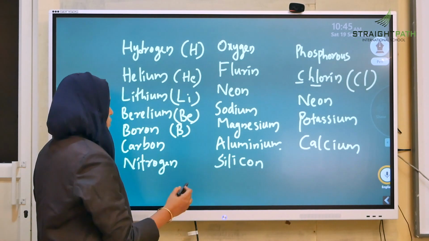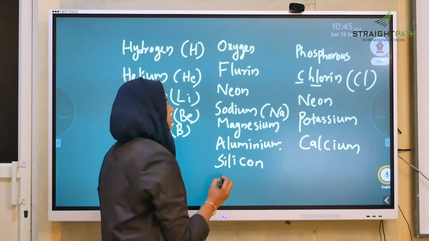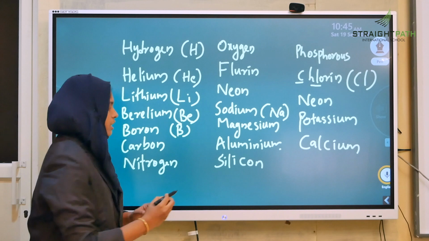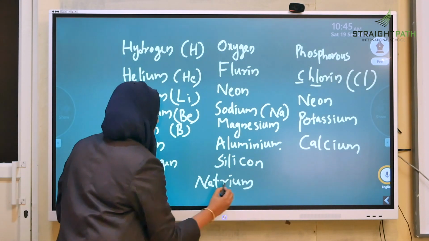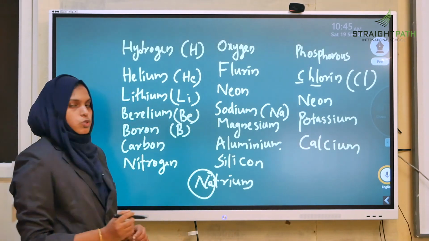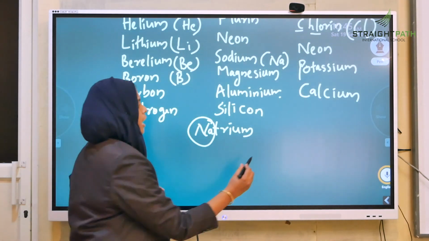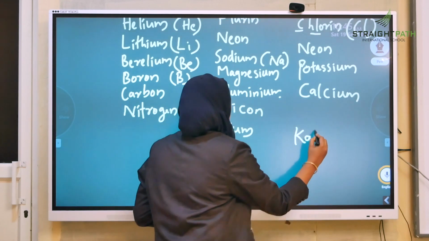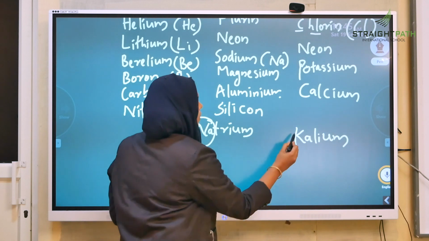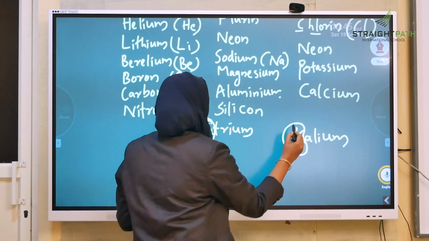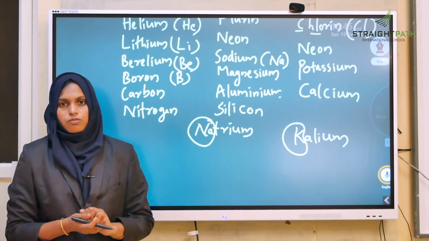The symbol for sodium is Na. That Na came from the word natrium. Here Na is chosen as the symbol. Like that, potassium also. Kalium is the Latin word. From this kalium, K is chosen as the symbol for potassium. That is about the symbol of atom.